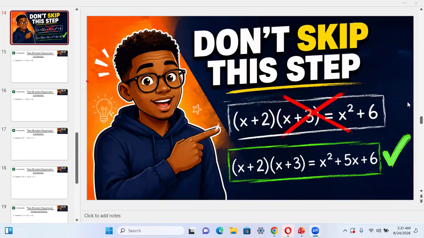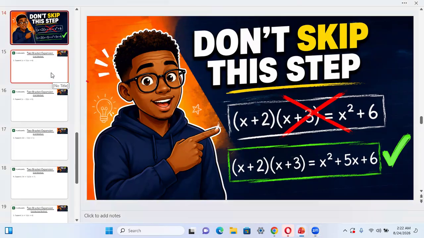Today, we are going to be looking at an interesting algebra topic called two bracket expansion, otherwise called double bracket expansion. In this particular video, we are going to be using two methods to solve all our bracket expansion. One is the grid method, and the other one is the distributive property method. Let's get straight into it.